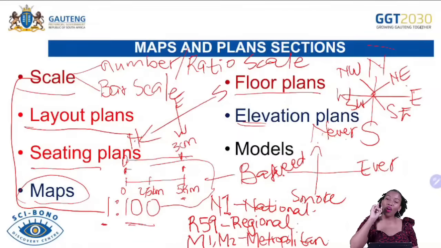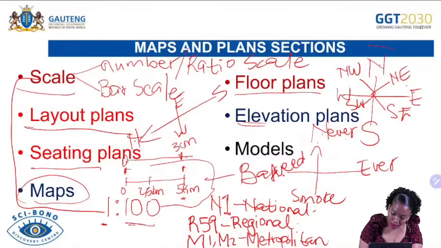If your elevation plan has a compass direction, that is when you can use the north elevation, the south elevation, the east and the west elevation. But sometimes the elevation does not have a compass. So if it doesn't have a compass, you cannot be using your north, your east, your south and your west. You can only talk about front, back and the side elevations.